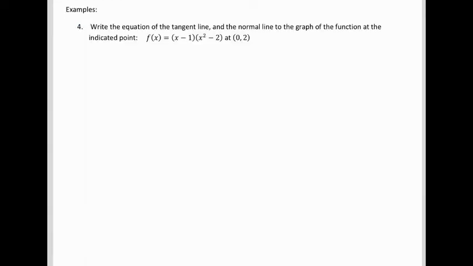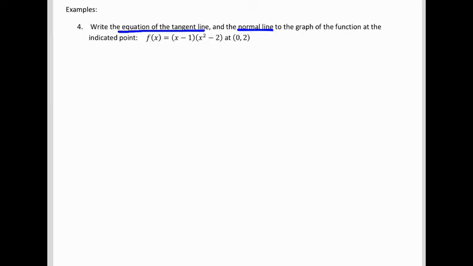Now, when we look at the examples, I know that you guys learned how to take derivatives last year. So today, instead of just practicing take the derivative, we're going to start applying them right away. So number 4 asks us to write the equation of the tangent line and the normal line to the graph of this function f of x at this point.